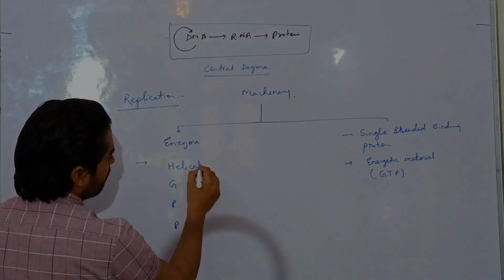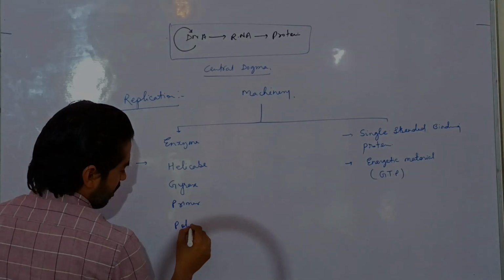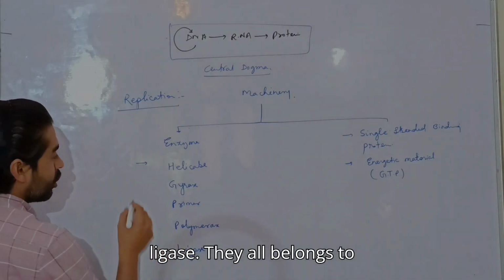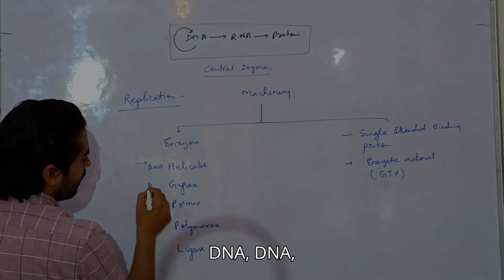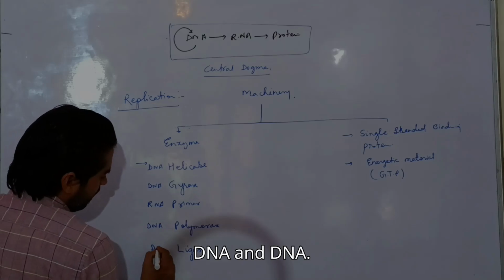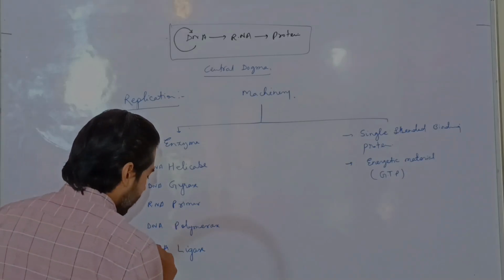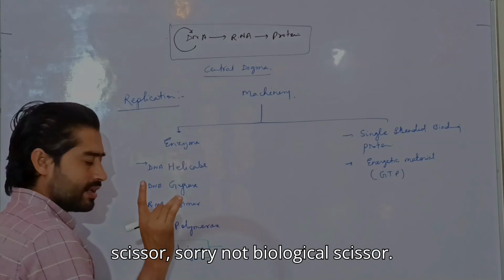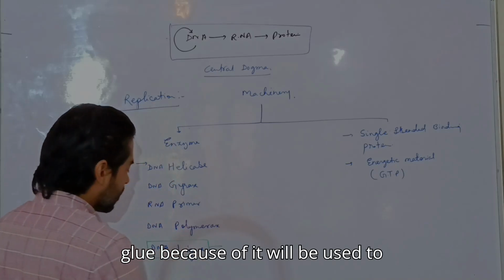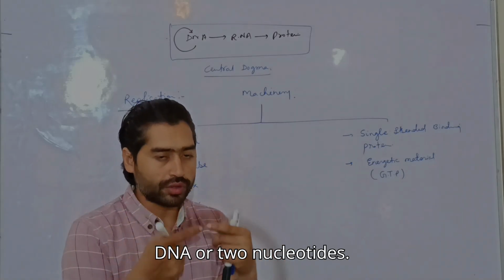The first one is helicase, gyrase, primer, polymerase and ligase. They all belong to DNA, but this one is RNA, then DNA and DNA. DNA ligase is also called the biological glue because it is used to join the segments of two DNA or two nucleotides.